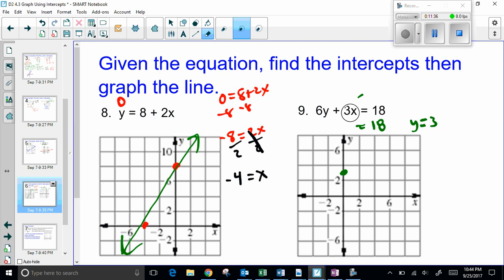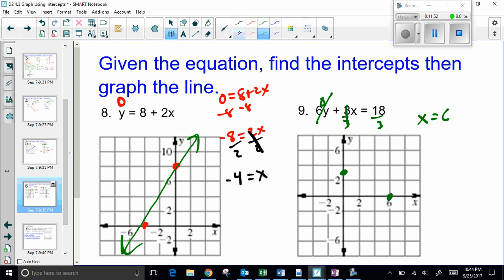I'll go back here. I'll do the same thing over again. Now this time when y is 0, that cancels out. 6 times 0 is 0. So I divide by 3 on both sides and end up with x equals 6. So I go here to the 6, and my sketch should look like something like this. Not a super straight line, but you get the picture.